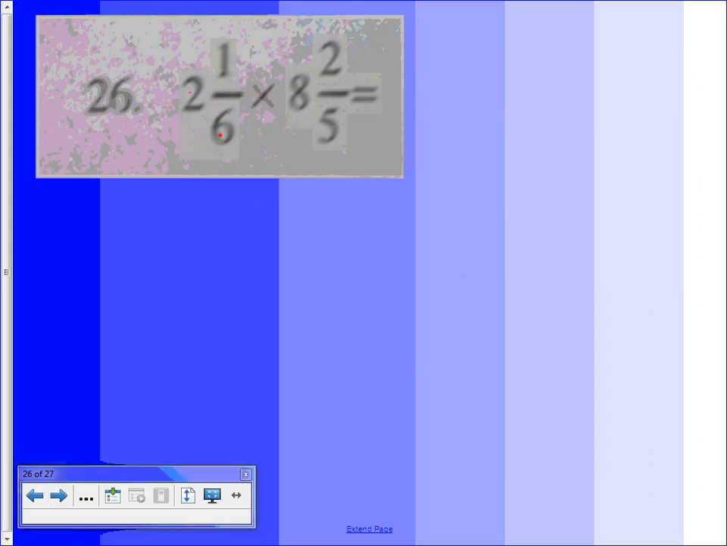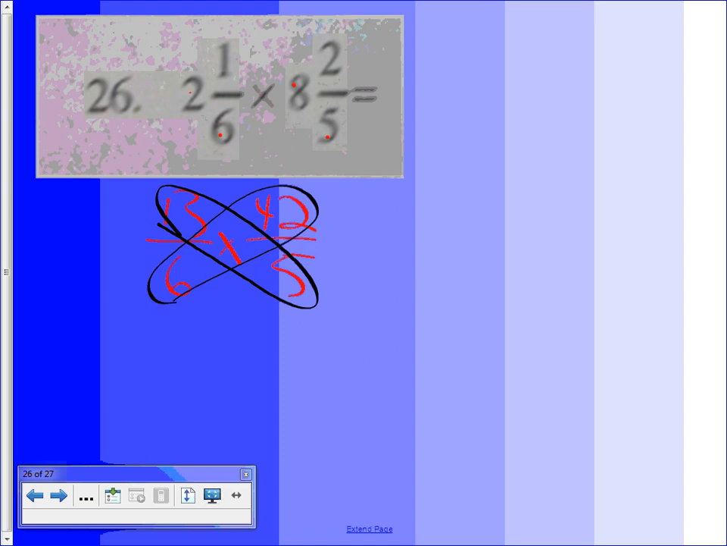Same thing. 6 times 2 is 12. Plus 1, 13 over 6. Times 8 times 5 is 40 plus 2, 42 over 5. 13 and 5. Can I do any cross reducing? I can't. How about 42 and 6? I know 6 goes into 42 7 times. I know 6 goes into 6 once. Now I have to multiply. 13 times 7.